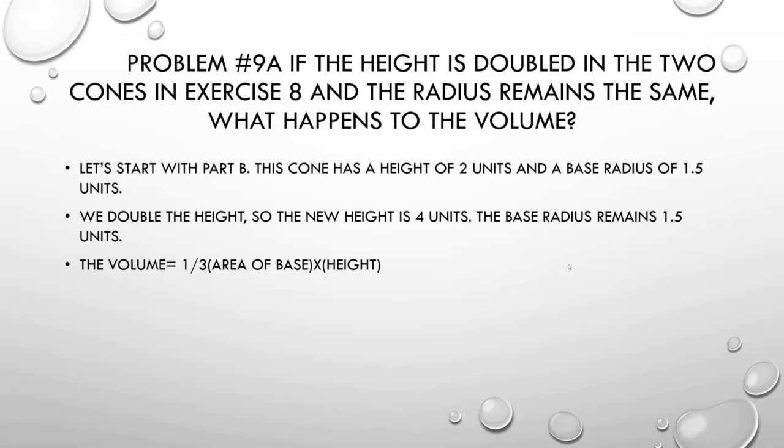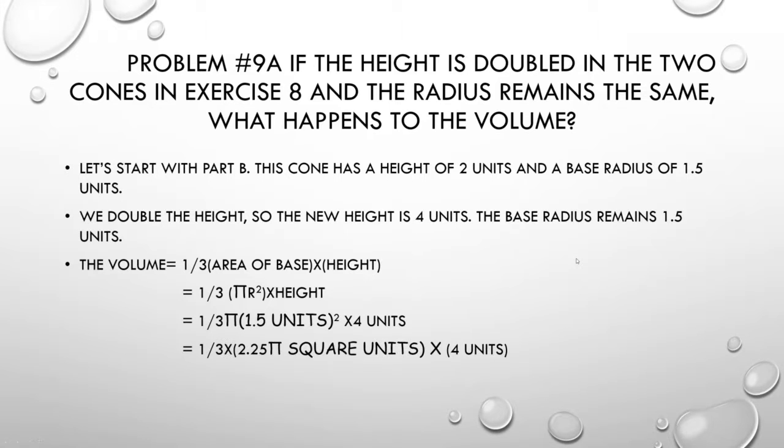We'll use the formula: volume for a cone is 1/3 times the area of the base times the height, and that is 1/3 pi r squared times the height. The base is a circle, so the area is pi r squared. We'll plug in 1.5 units for the radius and 4 units for the height. So we get 1/3 times 2.25 pi square units times 4 units, and that makes 3 pi cubic units.